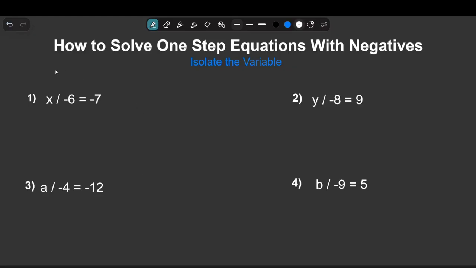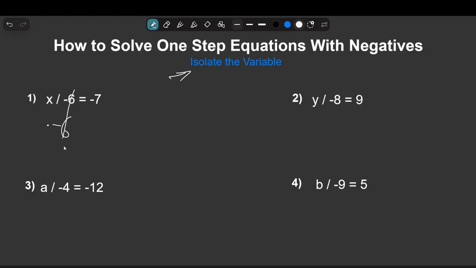Let's jump into number 1, where we have x divided by minus 6 equals minus 7. So this basically says something divided by minus 6 will equal minus 7. And we have to figure out what this is. So the first step we're going to take is to isolate the variable. And again, we do this by inversing our operation. We are given division. The opposite of division is multiplication. So we're going to multiply both sides by minus 6, like this.